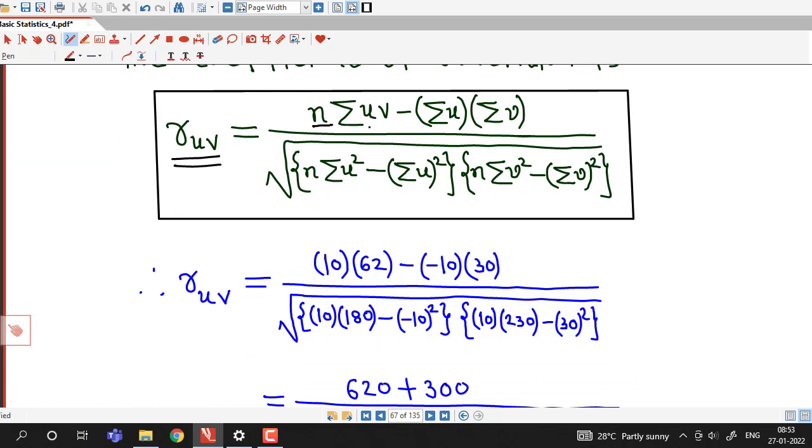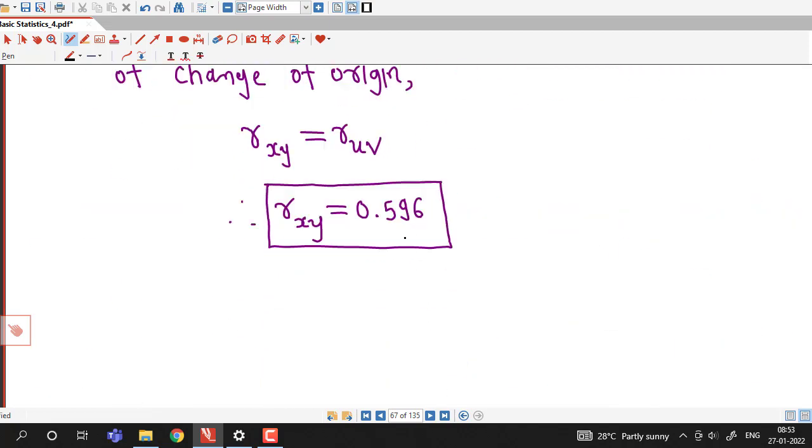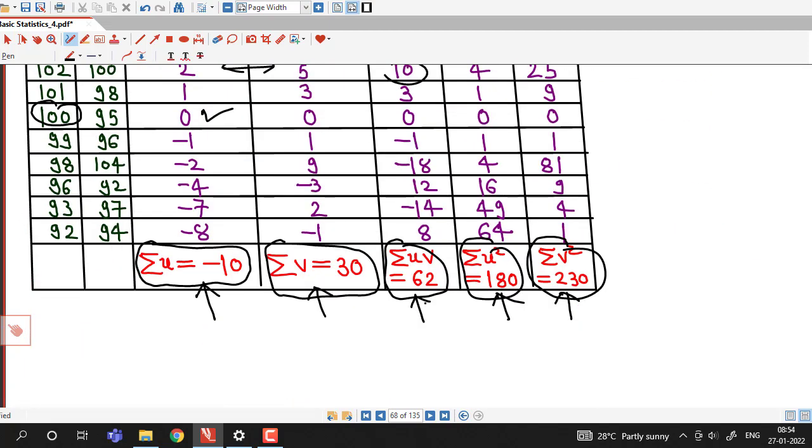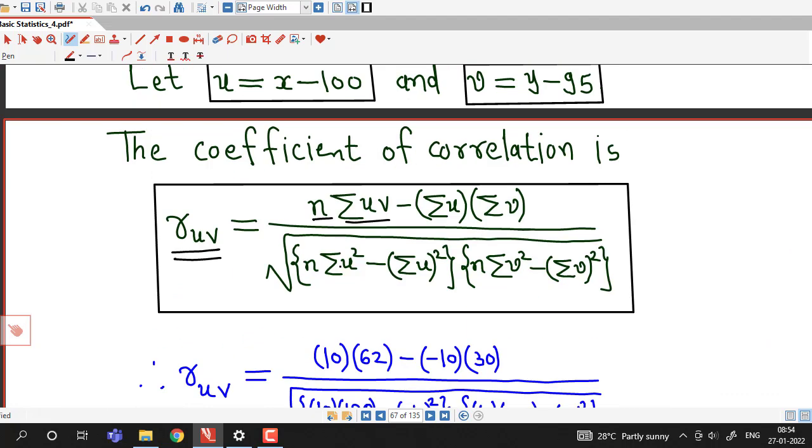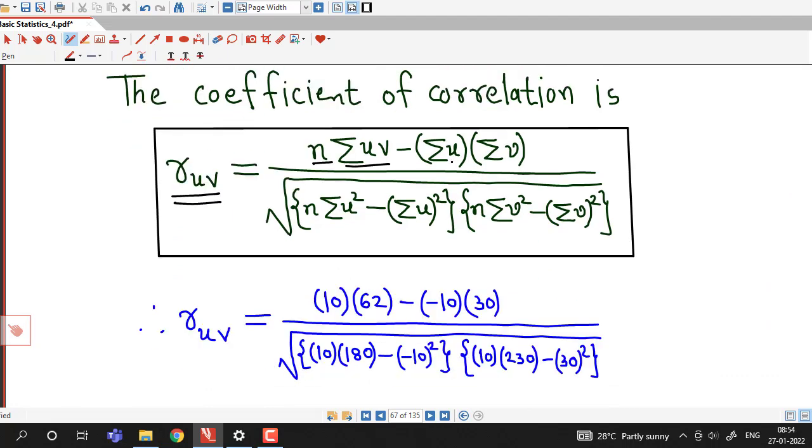So we have all these values. N is 10, sigma uv is 62, that we have obtained from the table. Sigma u is minus 10, sigma v is 30. Here also we put sigma u equal to minus 10 and sigma v equal to 30. Sigma u square and sigma v square are 180 and 230, n is 10.